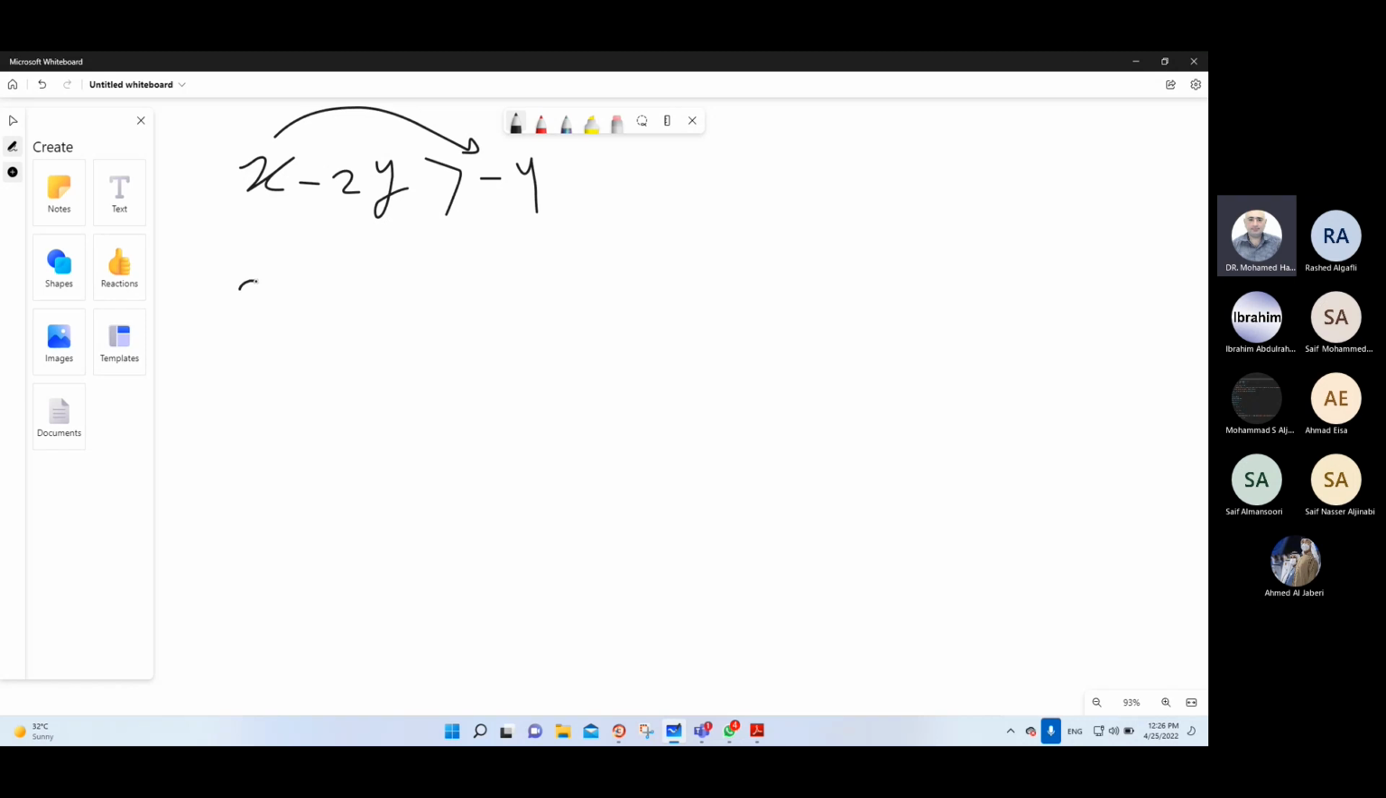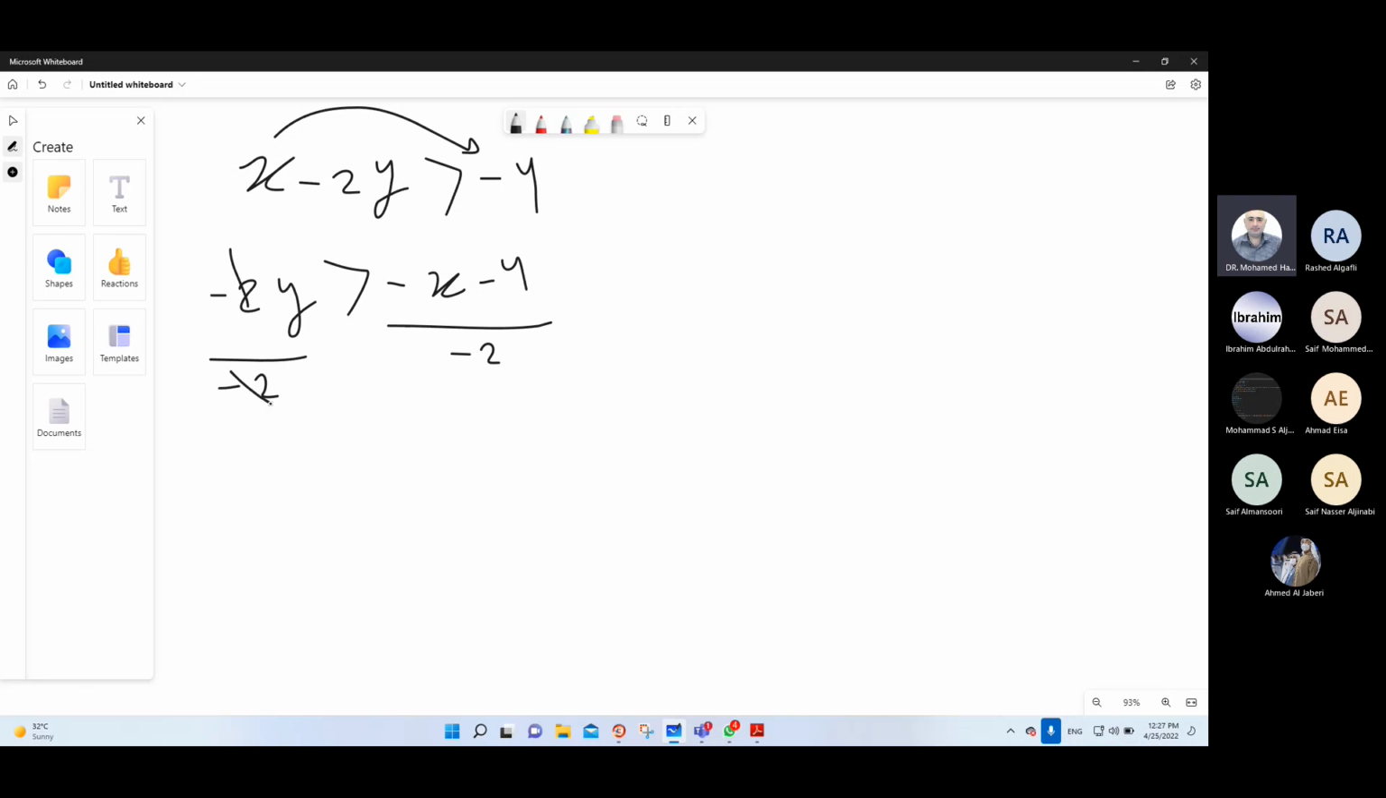So it will be negative 2y greater than negative x minus 1. Then we want to remove negative 2 from the side, so we can divide here by negative 2 and divide here by negative 2.